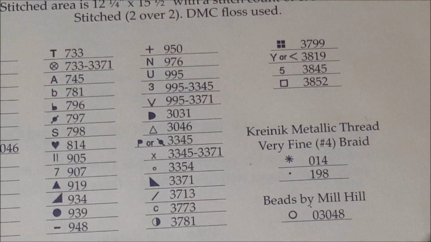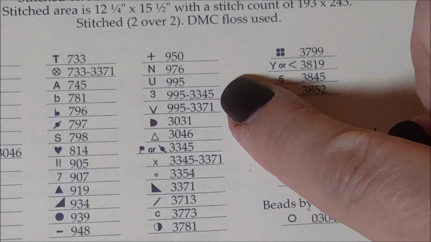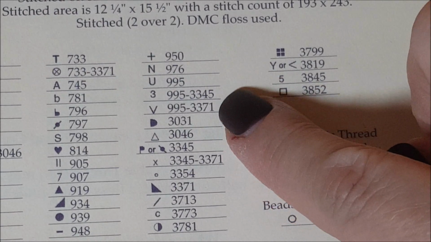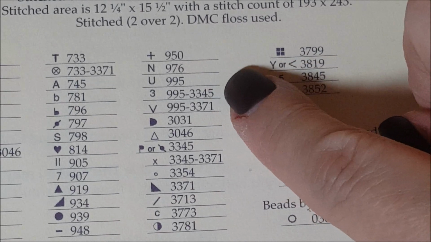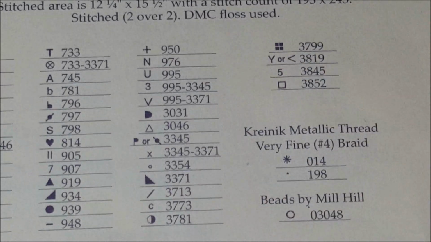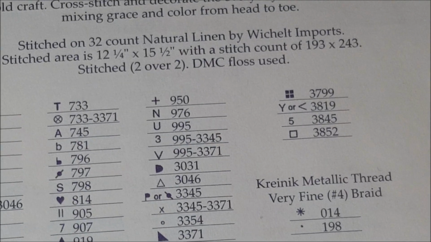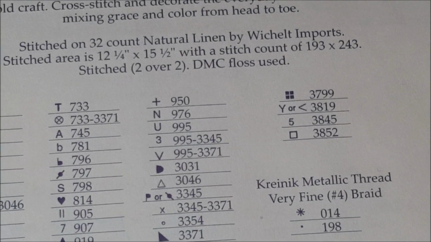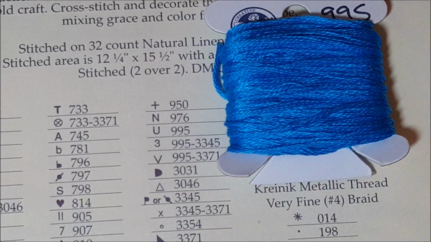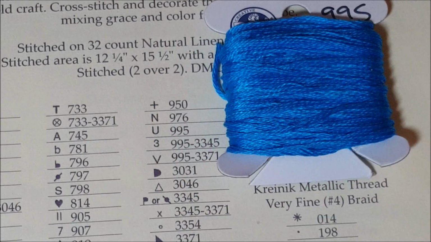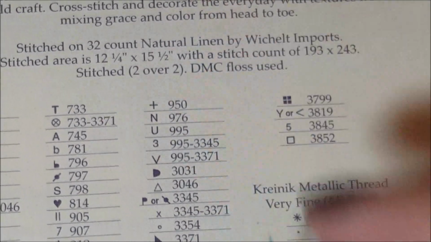and you can see right here this 995-3345 and 995-3371. That means you use both of those threads for that symbol. I pulled 3345 and 995. So I'm going to demonstrate two different ways I know how of doing a blended thread.